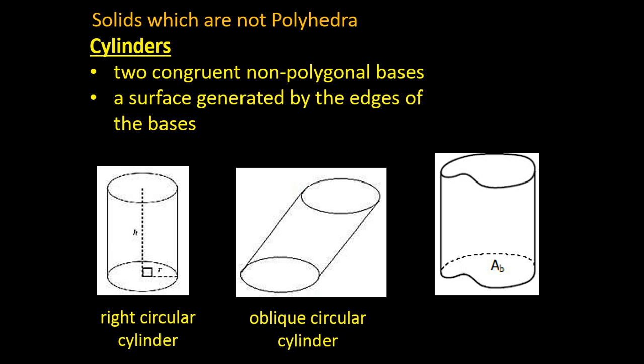This is a cylinder as well. Remember, to be a cylinder, it simply has to have two congruent non-polygonal bases, and those strange looking kind of bean-like shapes that you see that are parallel to each other are the bases. So it may not look like what we think of as a typical cylinder, but it does meet the definition of a cylinder.